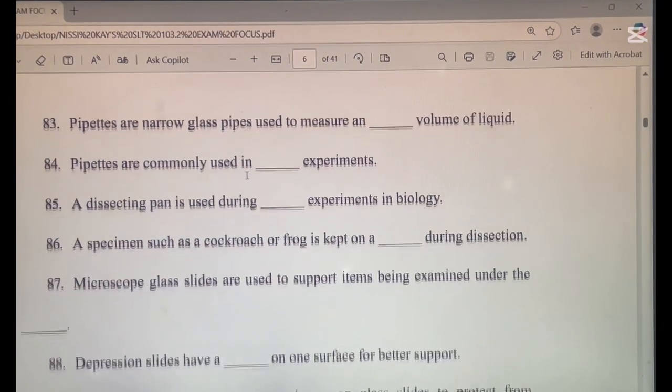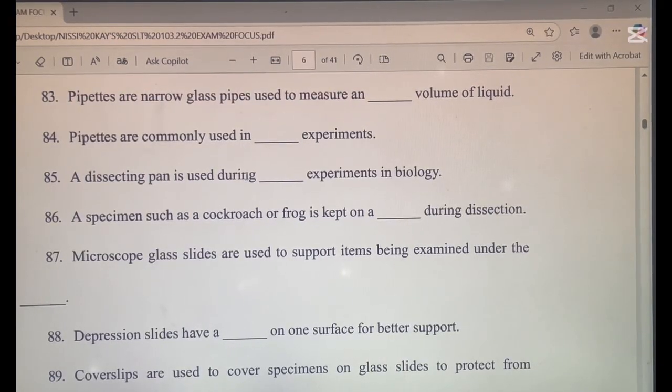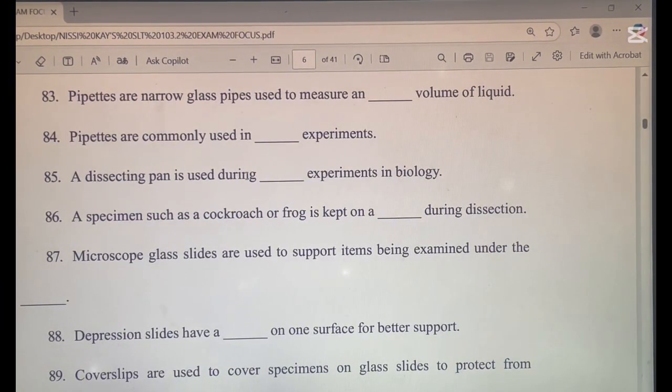Now, a specimen such as a cockroach or frog is kept, that's number, where are we? Okay, yes, we are in number 86. A specimen such as a cockroach or frog is kept on a dissecting pan during dissection. Microscope glass slides are used to support items being examined under the microscope.